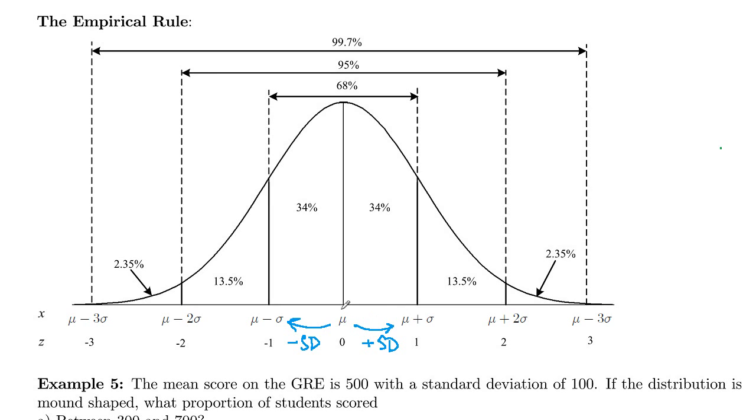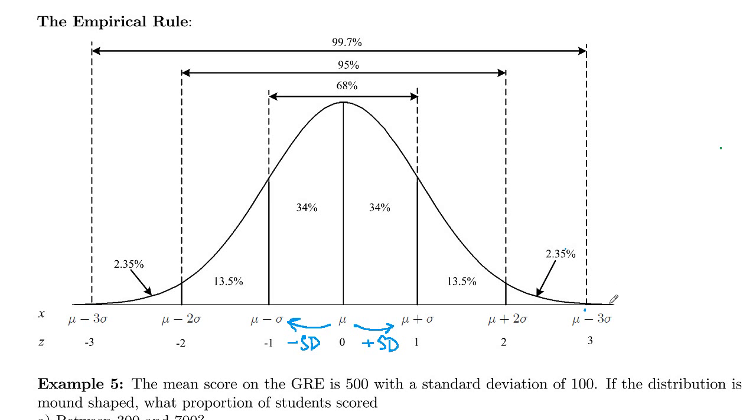So from the mean up to 1 standard deviation above the mean is 34% of the data. Between 1 below and 1 above in standard deviations, 68% of the data. From 2 standard deviations below to 2 standard deviations above, 95% of the data. From 3 standard deviations below to 3 above, 99.7% of the data. The 13.5% here, for example, that's between 1 standard deviation above and 2 standard deviations above. And the 2.35% between 2 standard deviations above and 3 standard deviations above.